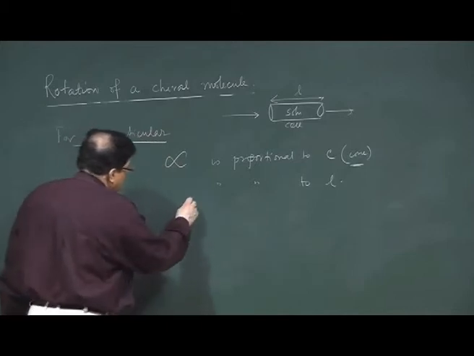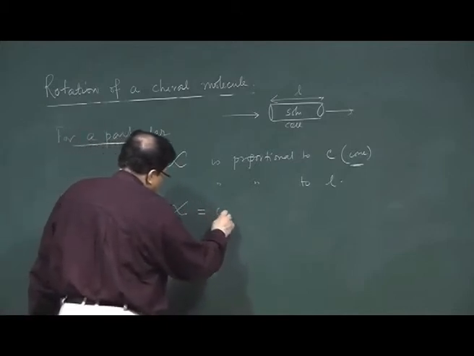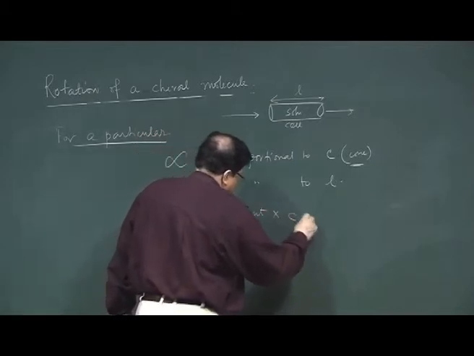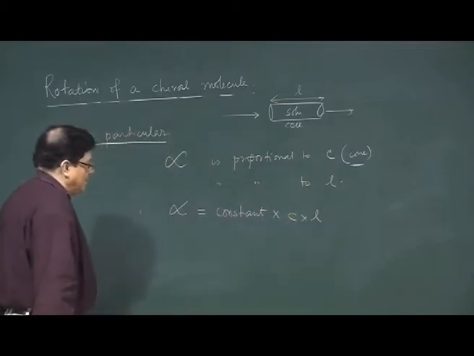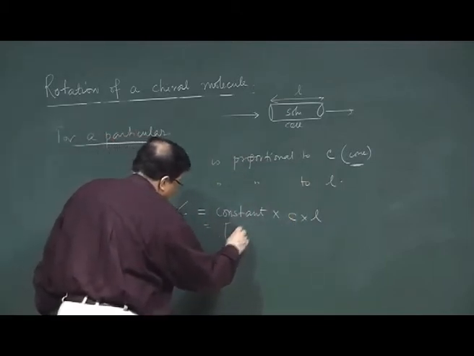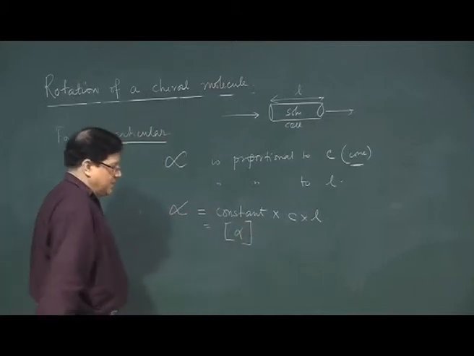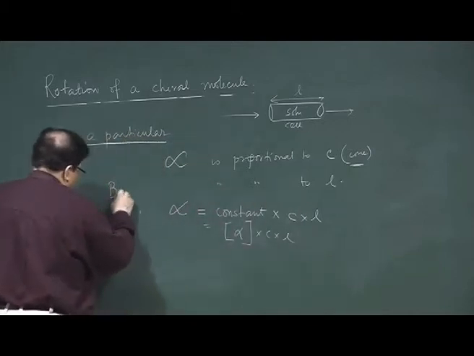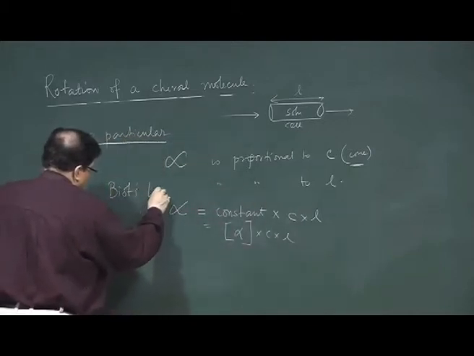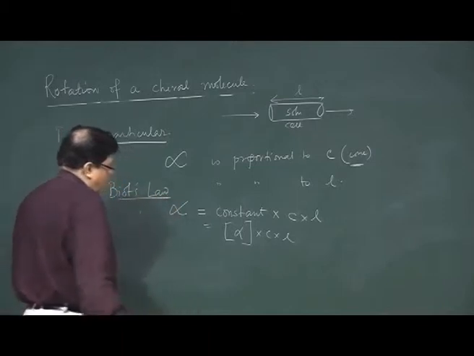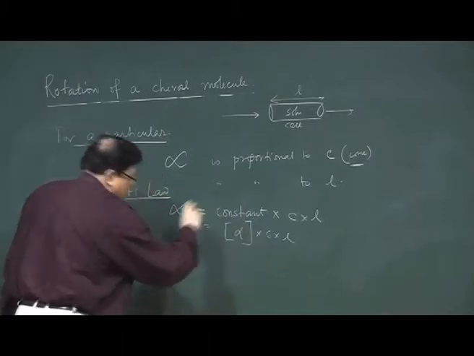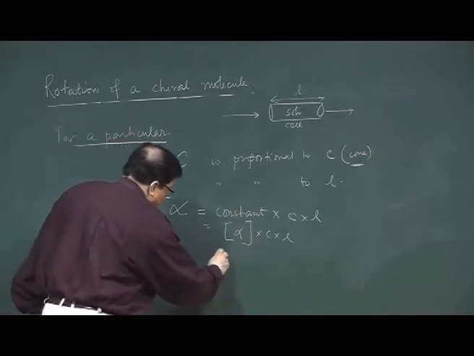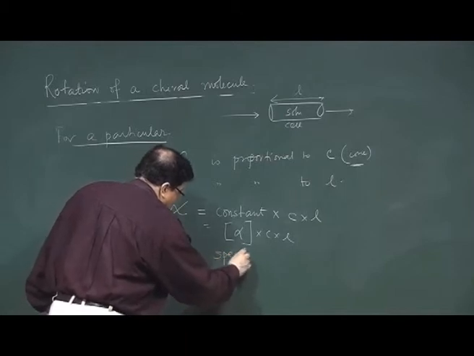So, if you combine these, alpha becomes a constant times C times L, and this constant is denoted by again alpha, but within a third bracket. So, alpha equals [alpha] times C times L. This is what is called Biot's law. Okay. So, what is this constant, that alpha which is written in the bracket? That is called the specific rotation.